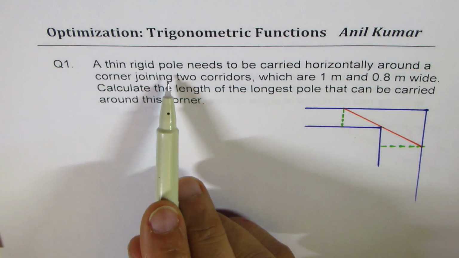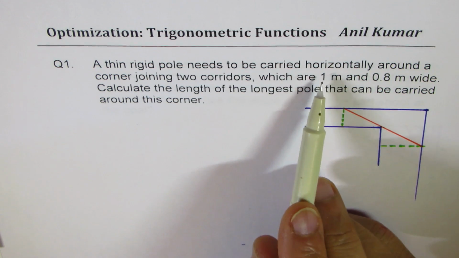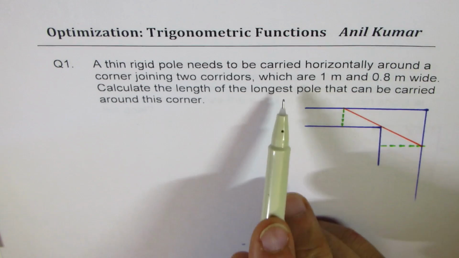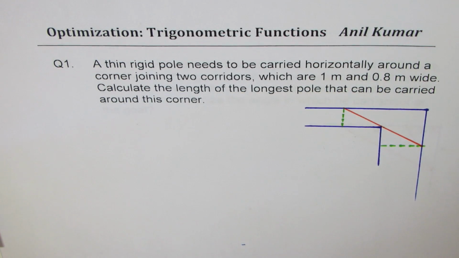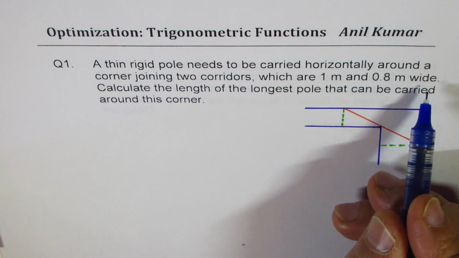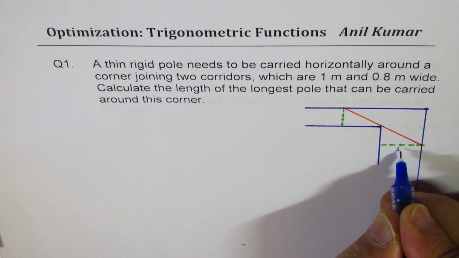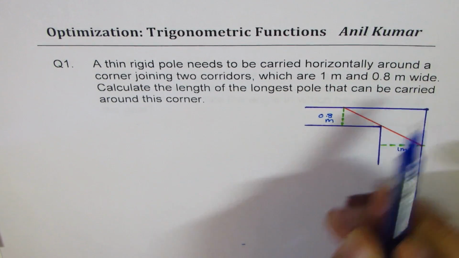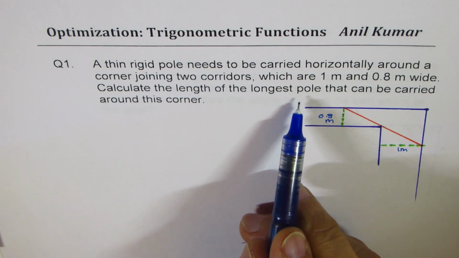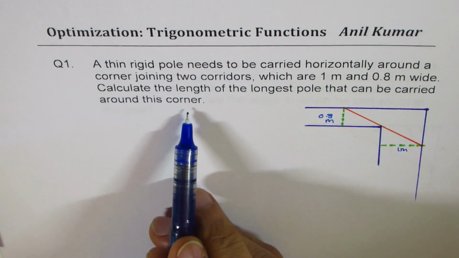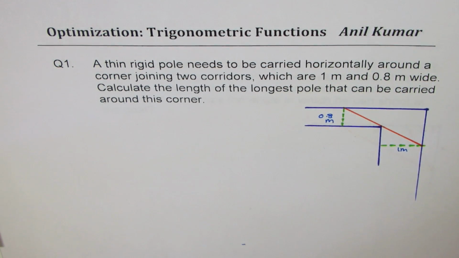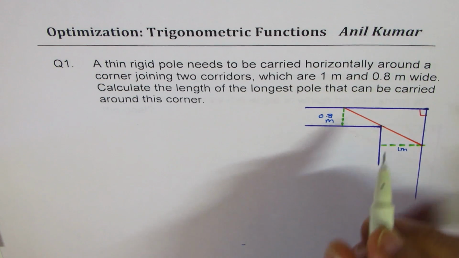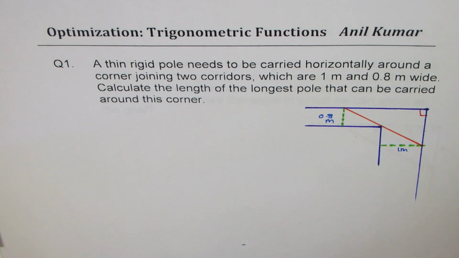A thin rigid pole needs to be carried horizontally around a corner joining two corridors, which are 1 meter and 0.8 meter wide. So let's say this is 1 meter and this is 0.8 meters. Calculate the length of the longest pole that can be carried around the corner. So that's the corner we are looking into, right? So let's say that the length of this pole is L.